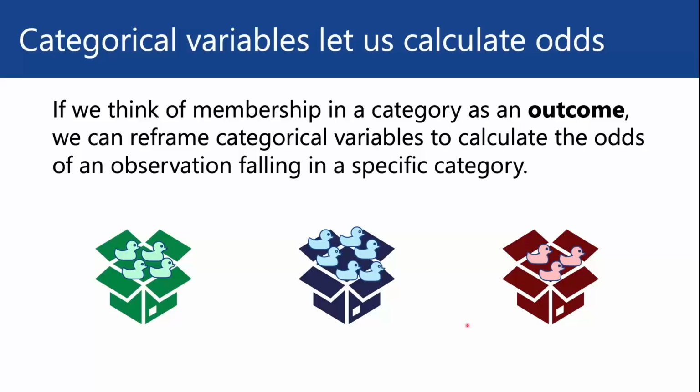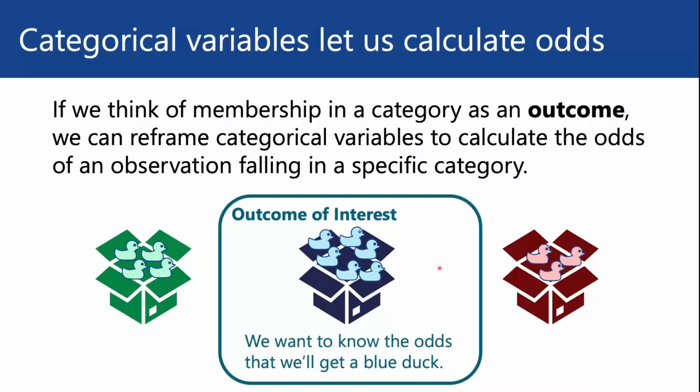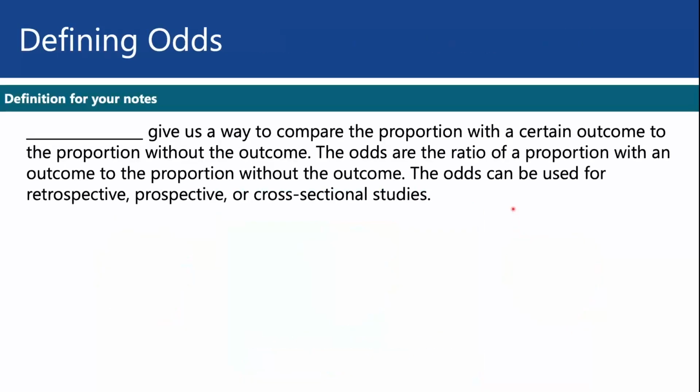Let's say that we really wanted to drill in and focus on which of these ducks was blue. That's our outcome of interest, a blue duck. We can make a statement about the odds that we would get a blue duck by looking at how often we have blue ducks compared to how often we have anything other than a blue duck.